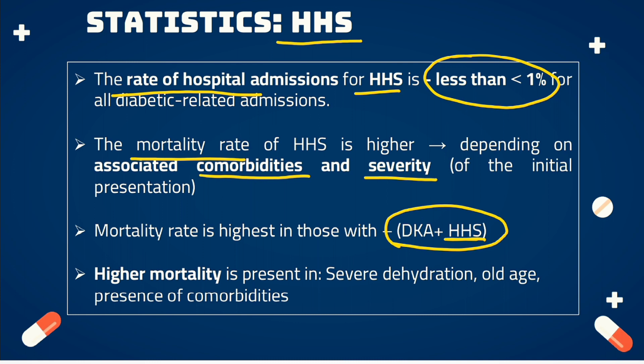Apart from that, this hyperosmolarity is also seen in some other conditions, like when there is already severe dehydration present, as HHS also causes some kind of dehydration, when a person is of old age, and as we have already discussed, if some other comorbidities are present in the person.